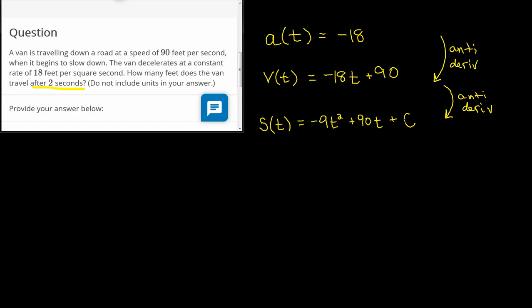Because the c is the starting position of the van. But to answer this question, the starting position of the van could be anything. It doesn't matter. They don't give us any information, and we don't need the information. So the simplest thing to do is let's just make it 0. I'm pretending I start caring about the van at the moment the driver presses the brakes. And so I'll just assume that the van starts at position 0, because that's where I start caring. Again, I hope that made sense.